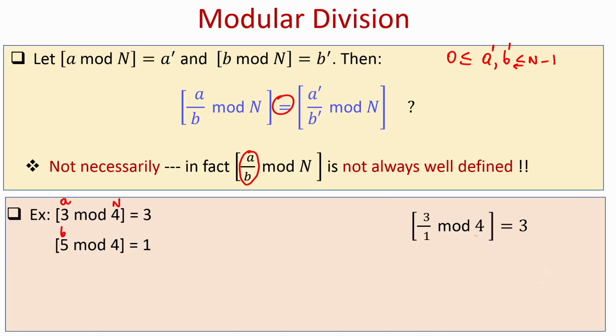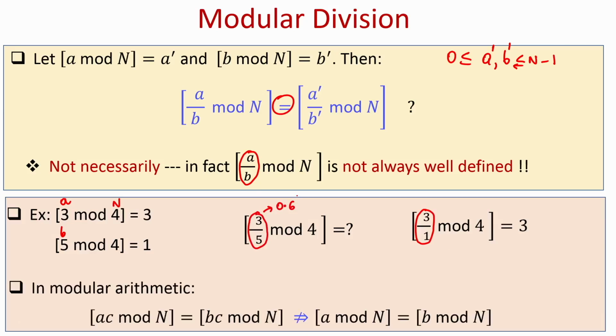Now, 3 over 1 modulo 4 is 3 because 3 over 1 will be 3 and 3 modulo 4 will be 3. But what about 3 over 5 modulo 4? 3 over 5 is 0.6 and 0.6 modulo 4, well, it is not at all well defined.